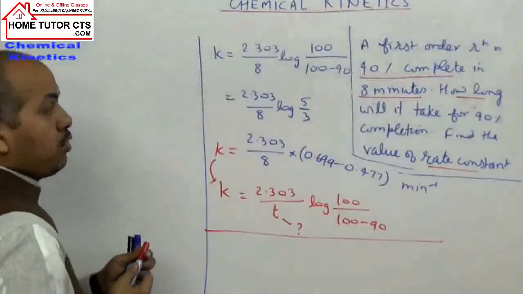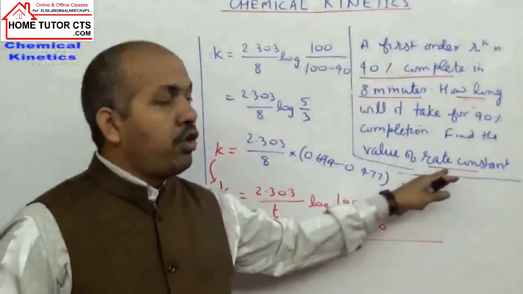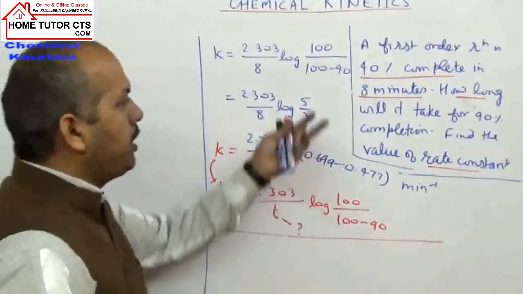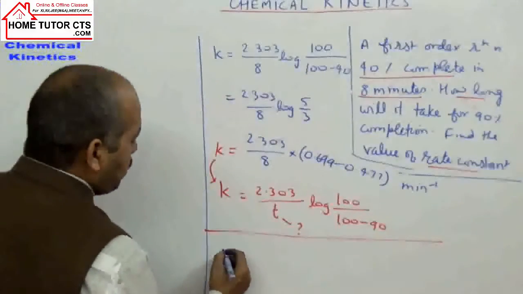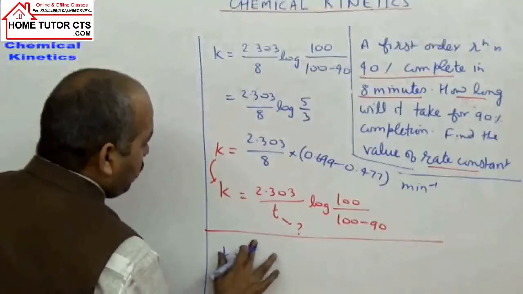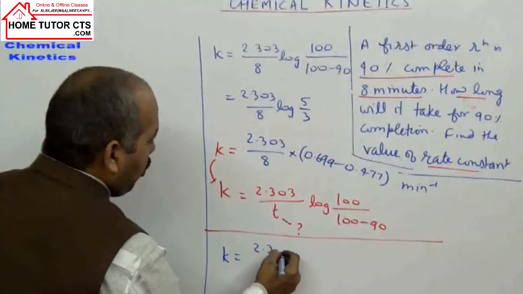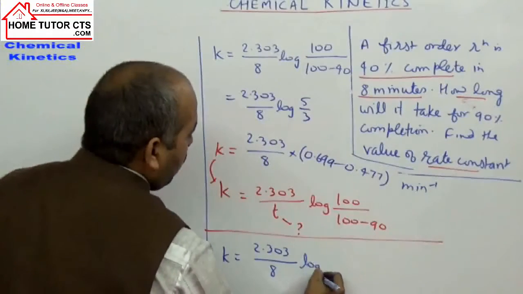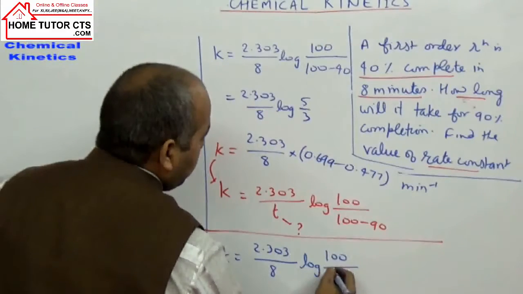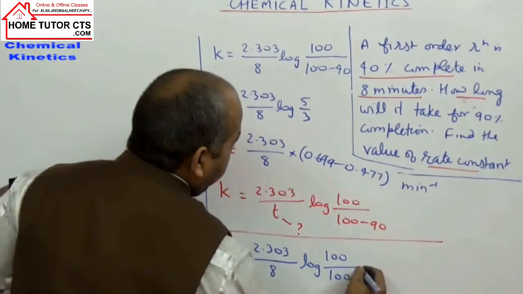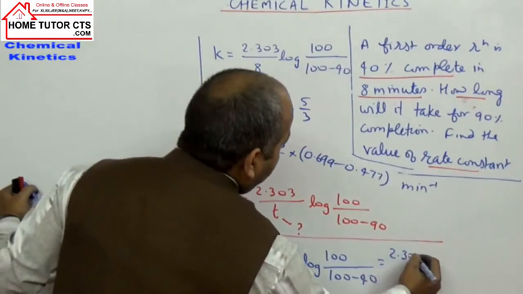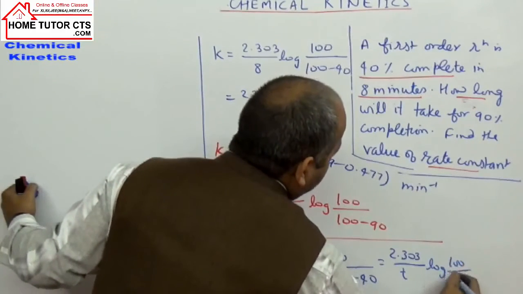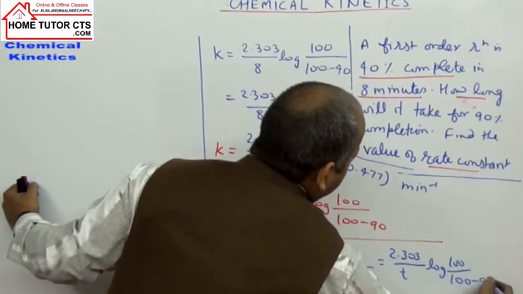If I take it only for calculation, suppose in this question we don't require the rate constant. Only time is required. You can directly equate the expression of K, 2.303 log base 10. Time in the first case is 8 minutes: log 100 by 100 minus 40. And in the second case, 2.303, you have to find time: log 100 by 100 minus 90.